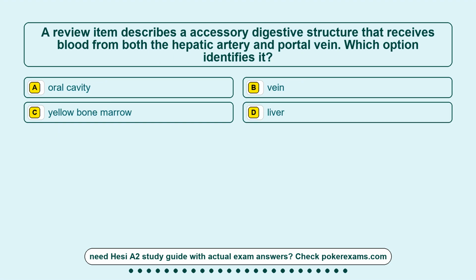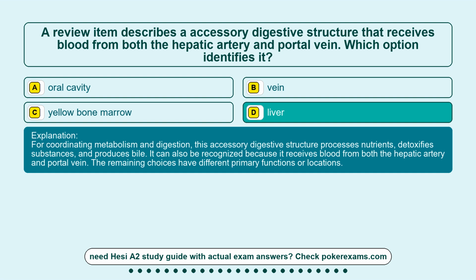Question 12. A review item describes an accessory digestive structure that receives blood from both the hepatic artery and portal vein. Which option identifies it? Option A, oral cavity. Option B, vein. Option C, yellow bone marrow. Option D, liver. The correct answer is option D, liver.